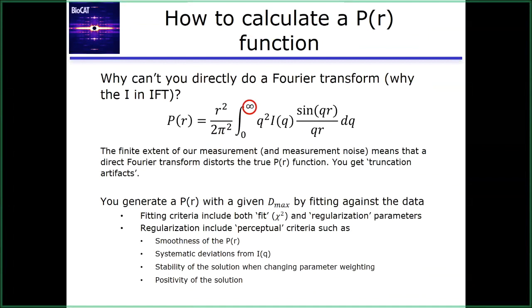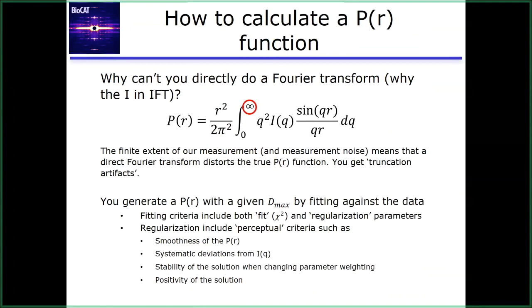The Fourier transform requires a transformation of the infinite profile. The finite extent of our measurement, and the fact that we have noise in the measurement, means that if you were to do a direct Fourier transform, it's going to distort the P of R function. You get what are typically called truncation artifacts.